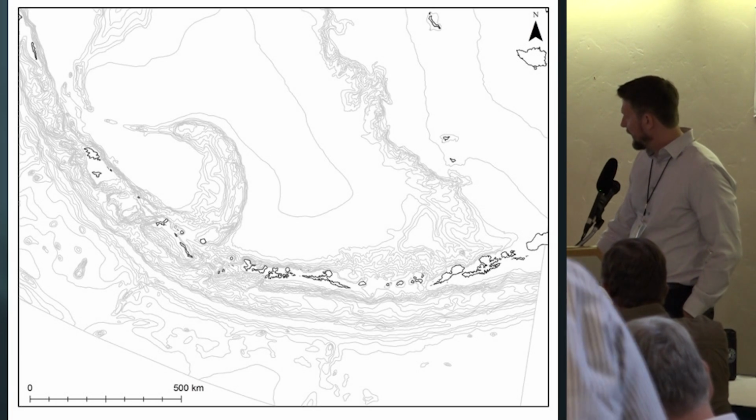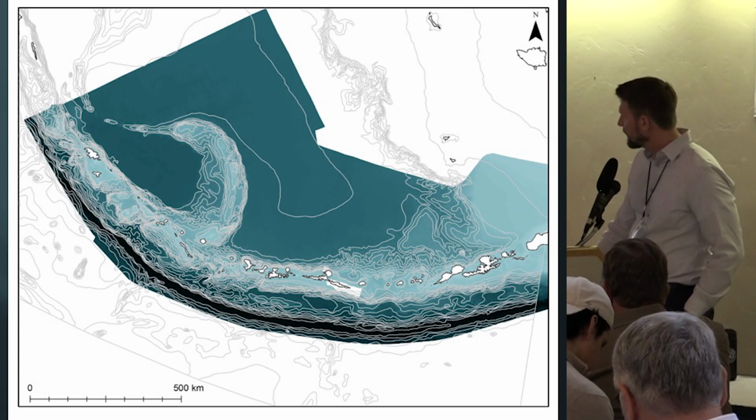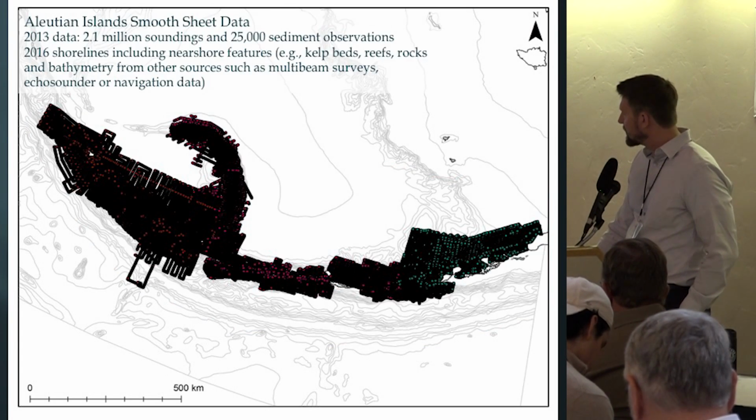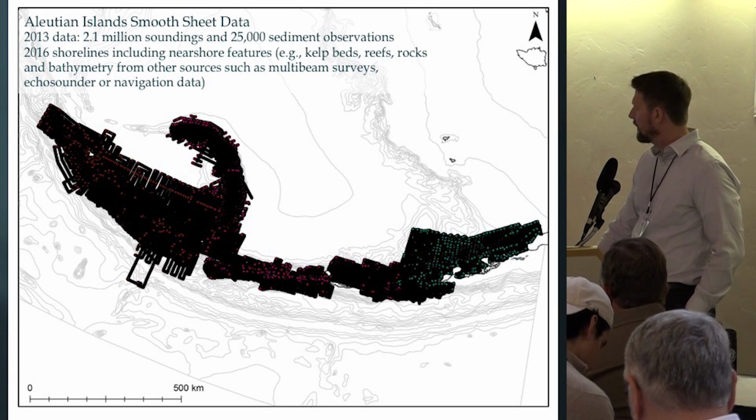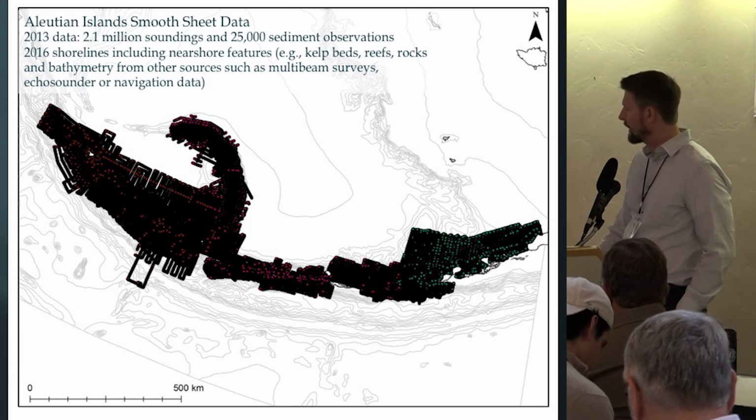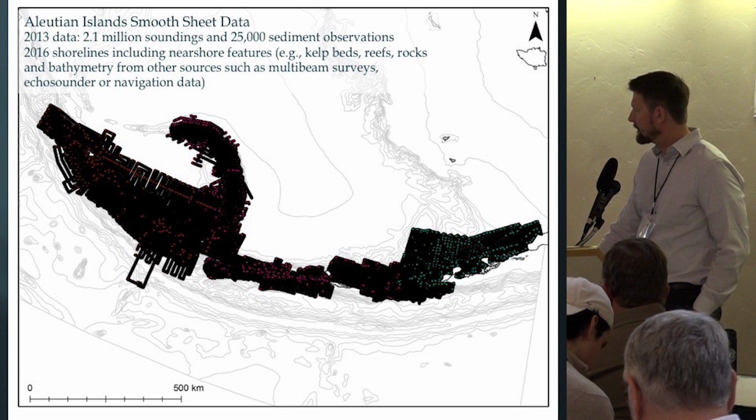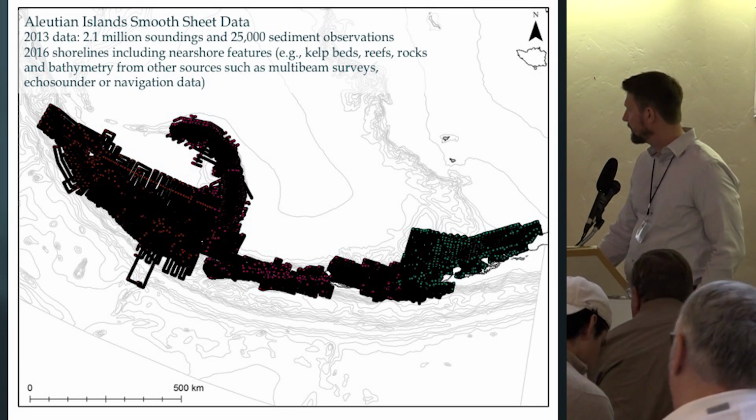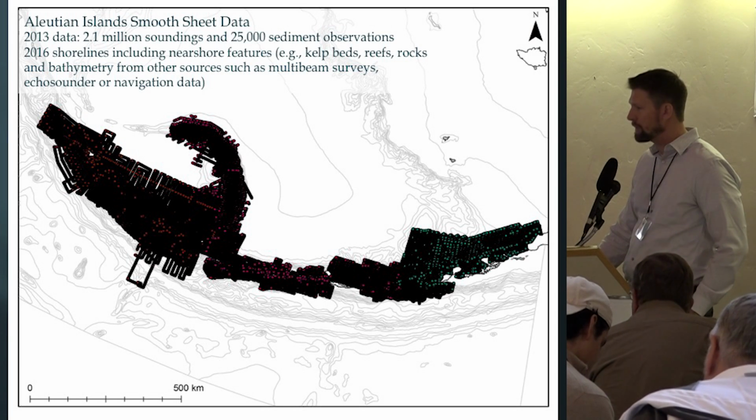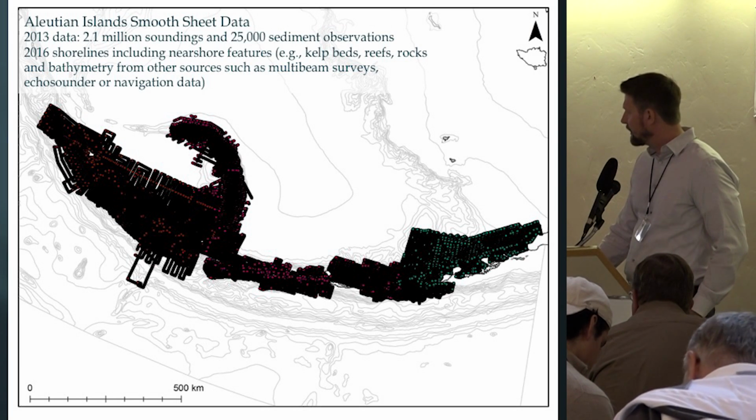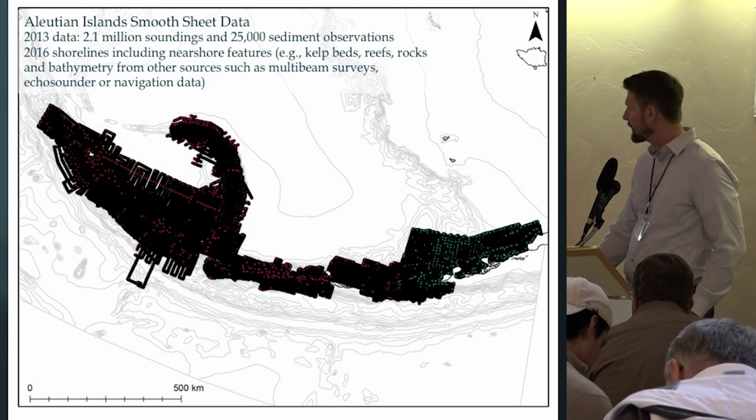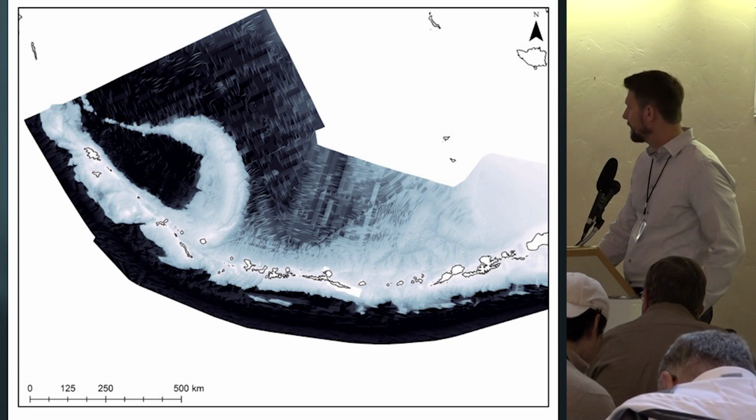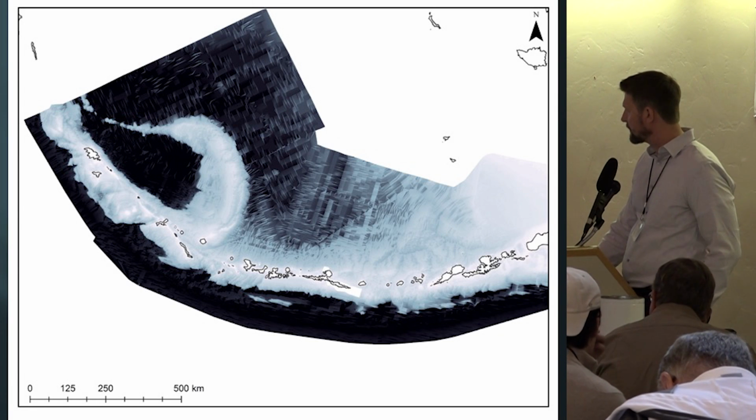And so we have this standard bathymetry, which gives us a fairly good index of the depth. But with Mark's data, we have a much higher resolution look at what the bottom looks like. So this is looking at 2.1 million soundings across this area and 25,000 sediment observations. So it's a real wealth of data that's going to be improved by some of the nearshore work that he's doing. And that gives us a much more refined map of the bathymetry with a higher resolution.